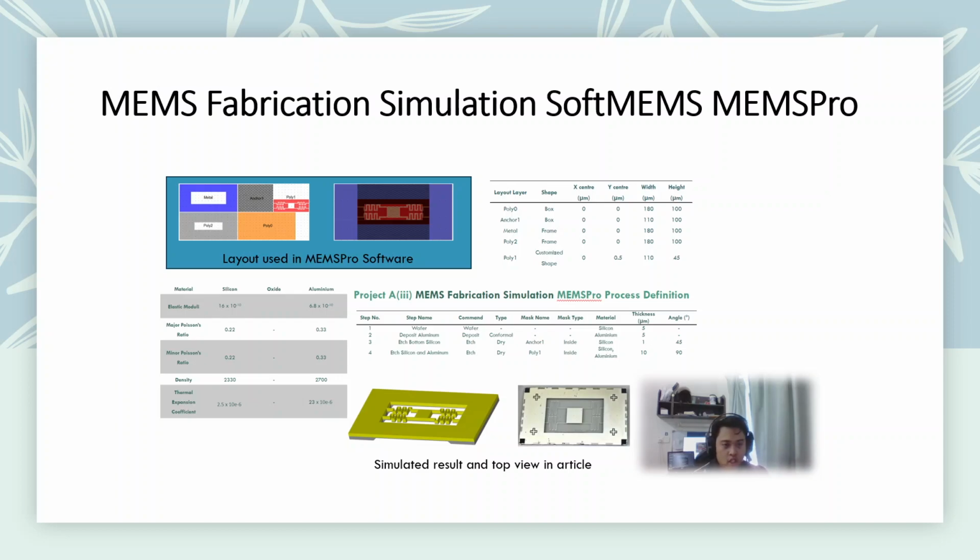Next, we will move on to the material database. For the material database, we have silicon and aluminium. Actually, we have an oxide layer material database, but because in the MEMS Pro simulation we didn't include the oxide sacrificial layer, we didn't include the material database for it. Moving on, we have the process definition, which only has 4 steps. The first is wafer, second deposit aluminium, third is etch bottom silicon, and lastly etch silicon and aluminium. The simulator result and top view in the article should be the same. That's all.